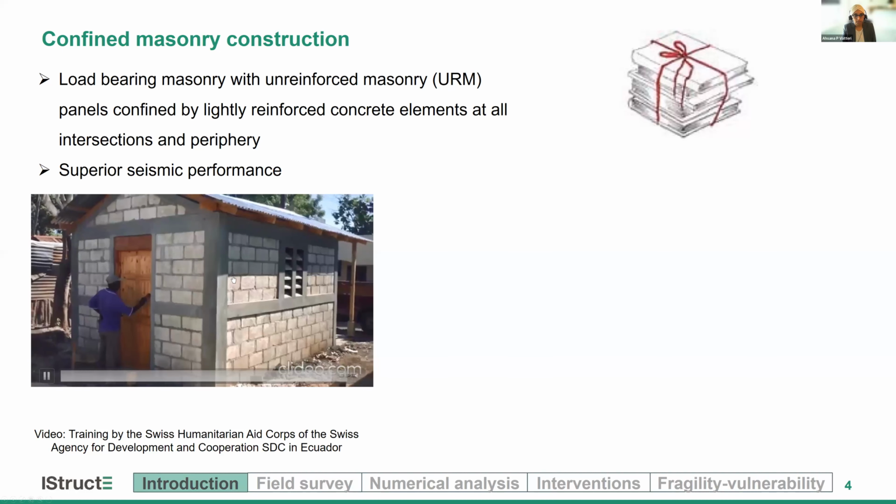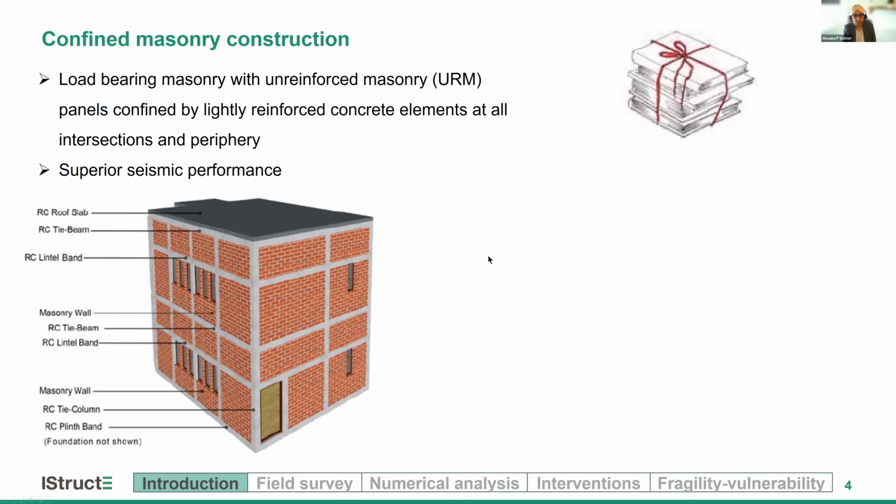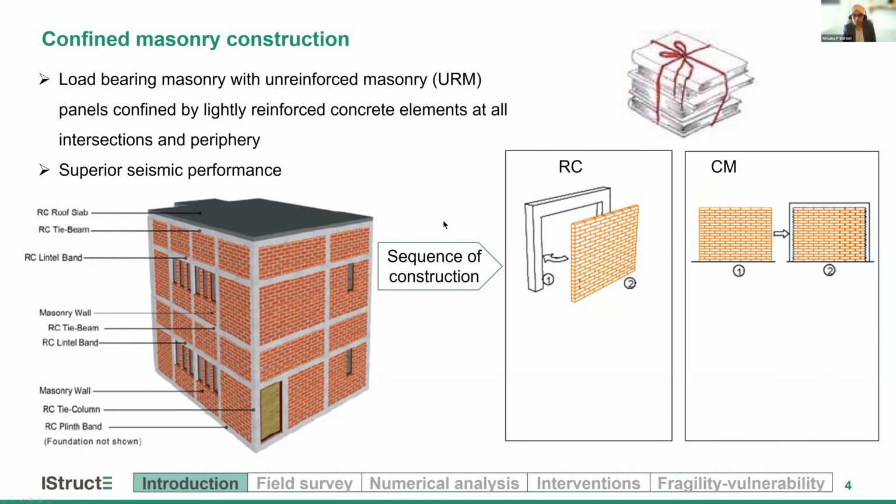So the final product looks a bit similar to RC construction, where you have concrete elements and masonry infill walls. However, there are some very significant differences when we look at their behavior and construction aspect. The first is, of course, the sequence of construction. As opposed to what we see in RC frames, where the frames are first cast, followed by the infills, in confined masonry construction we build the walls first and then have the frames around them.